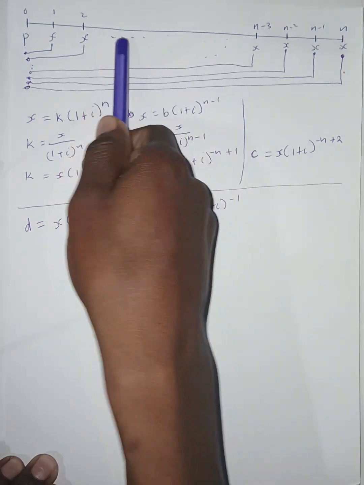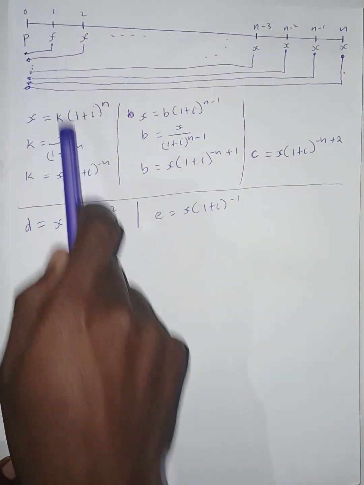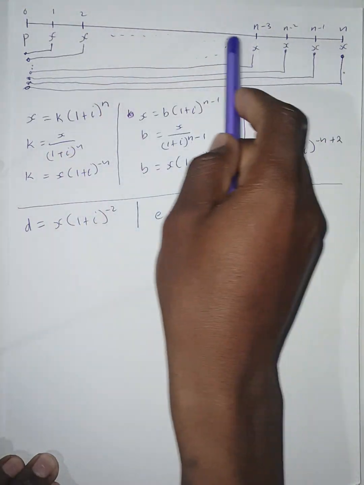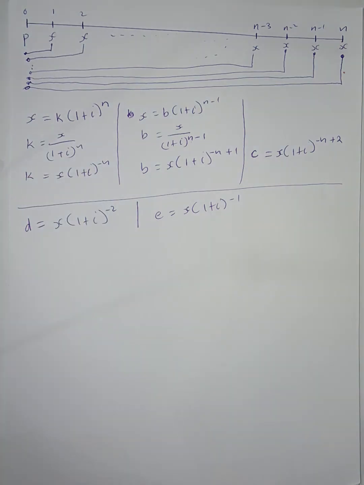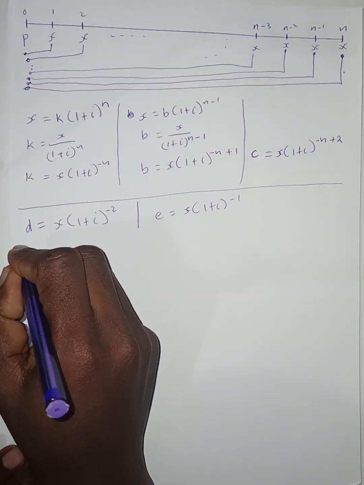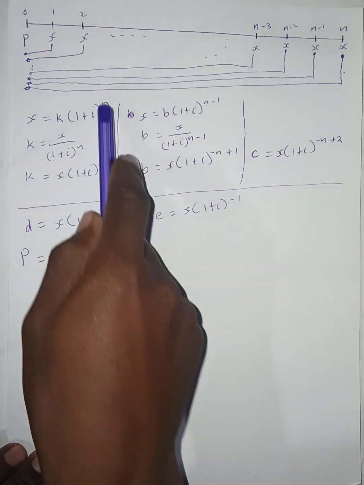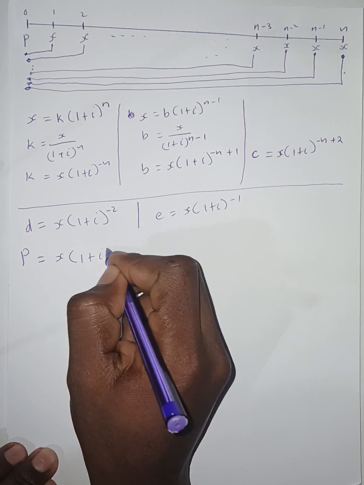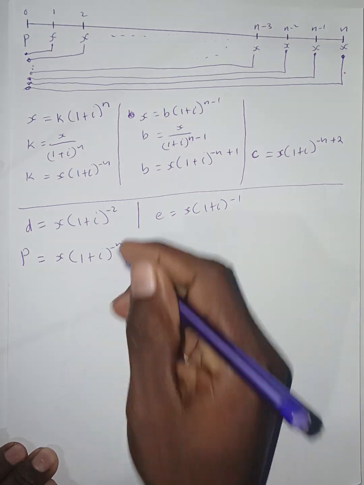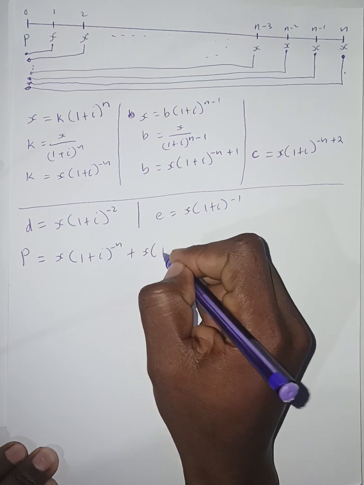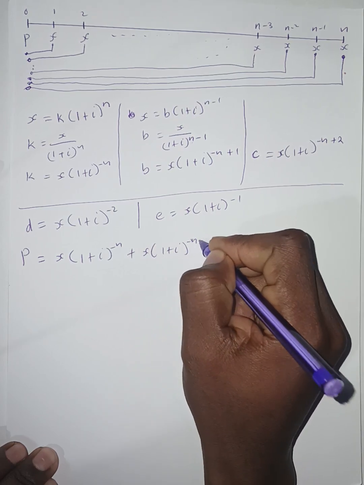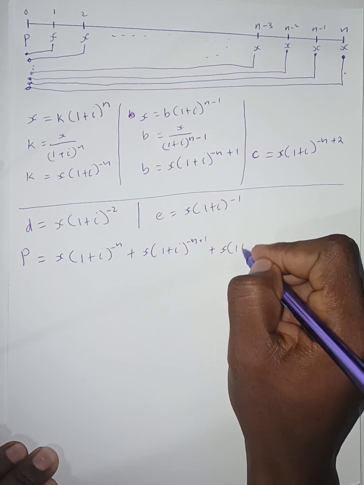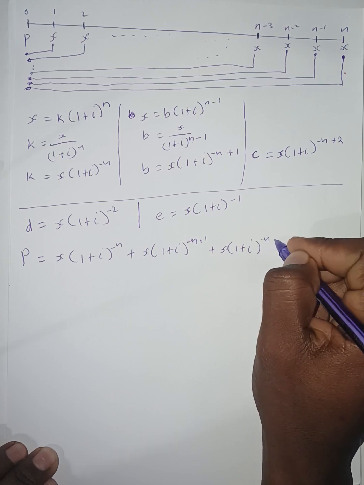Now remember, there are still those other payments in between. So to find out how much of the loan was granted, we just need to add all of those amounts at that particular time, with their interest undone. So I'm going to say P would be equal to, the first one, X (1 plus I) to the power negative n, and the second would be X (1 plus I) to the power negative n plus 1. And then the third one would be X (1 plus I) to the power negative n plus 2.